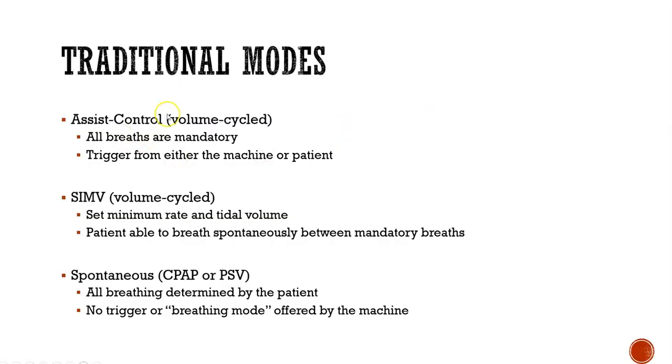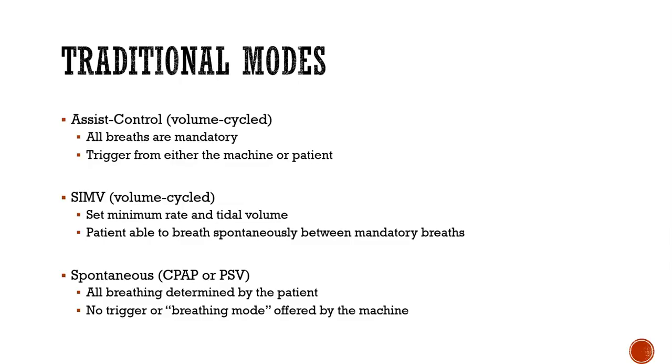Okay, so our traditional modes are going to be assist control. This is going to be the most common that you see on just a regular intubated patient. And you'll often hear it called AC for assist control. So this is volume cycled. So all breaths are mandatory, and it's triggered from either the patient or the machine.